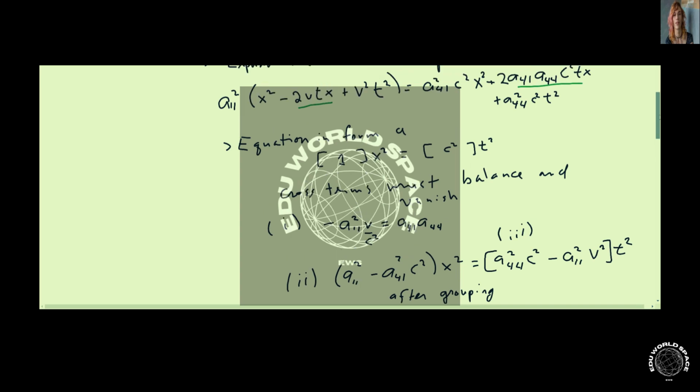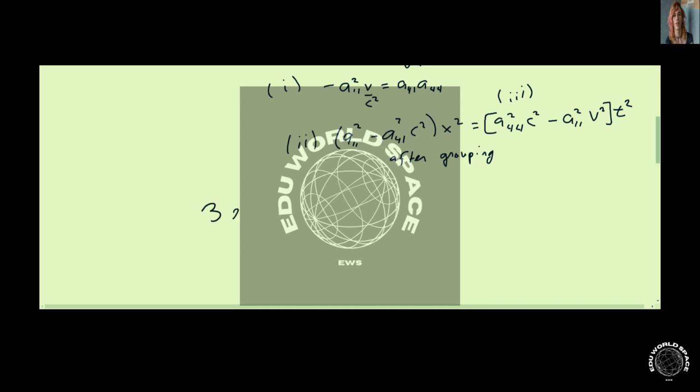Okay, so three equations. And they are nonlinear equations, to be aware of that, because of the squaring that we did to find a11, a41, and a44. Okay, so we have three equations. Minus v over c squared, a11 squared equals a41, a44. I'll just summarize those.